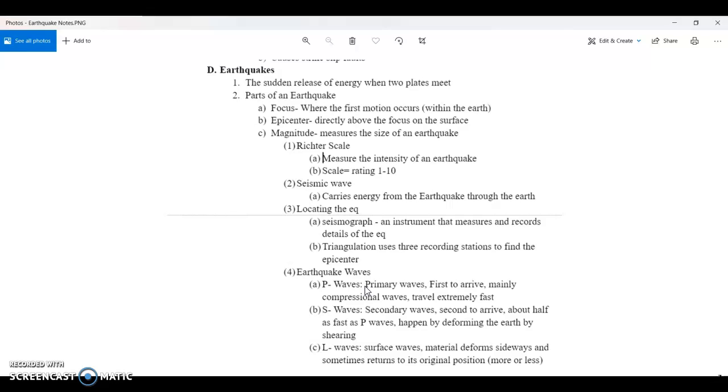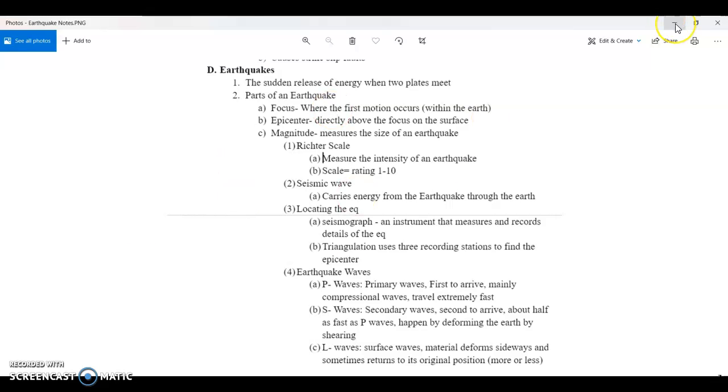And then the other kind of wave we have is something called an L wave. Those are surface waves, and the material deforms sideways and sometimes returns to its original position more or less. Some earthquakes are more drastic than others. They're more dramatic, and then those ones will cause more damage.